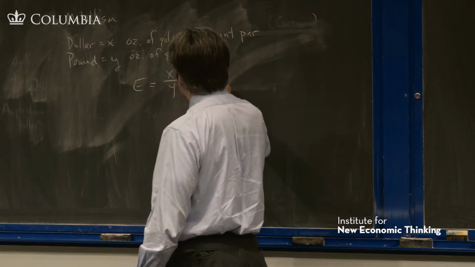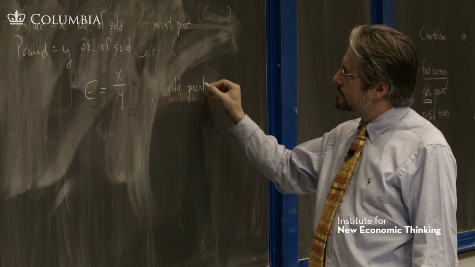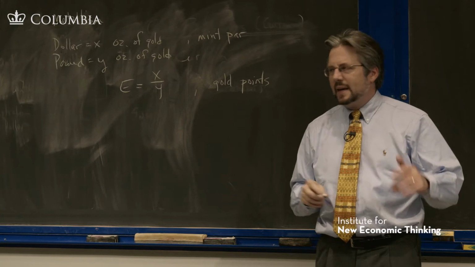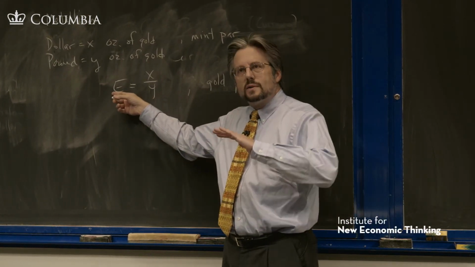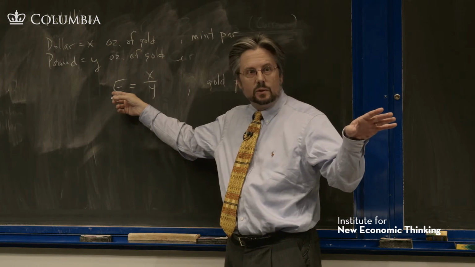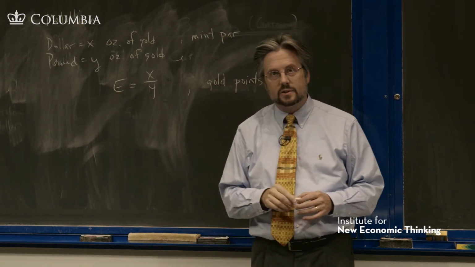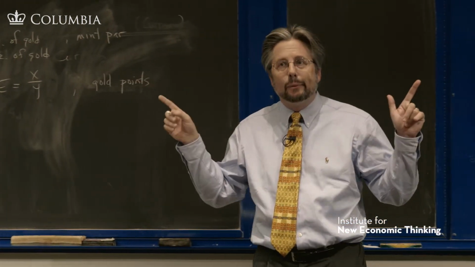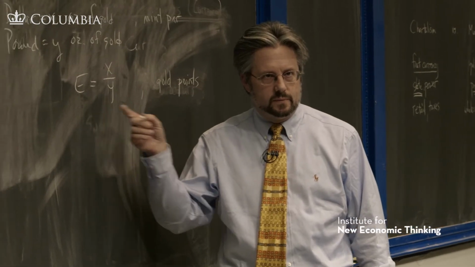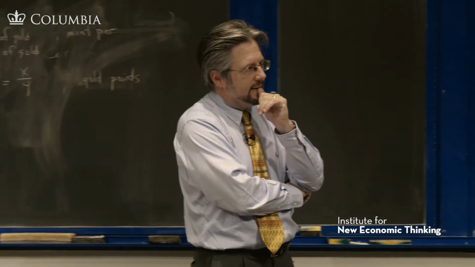That fuzziness is called the gold points. The exchange rate can be a little higher than this without causing gold to move or arbitrageurs to enter in, because it's costly to move gold around. And it can be a little lower than this without causing arbitrageurs to move. But it can't be that far away. If it gets very far away, arbitrage will move.